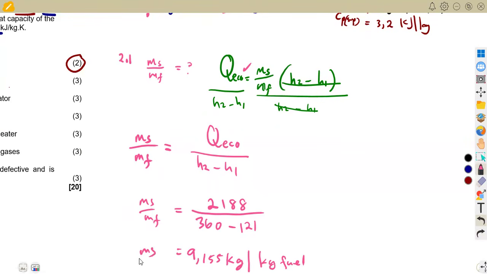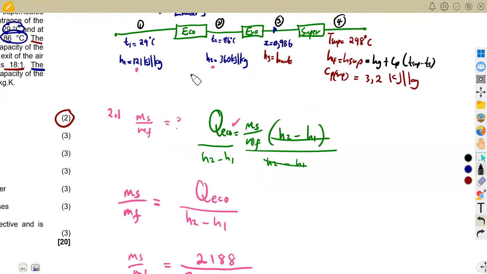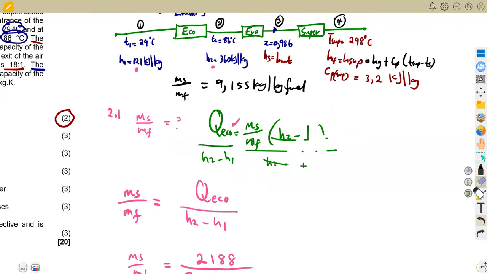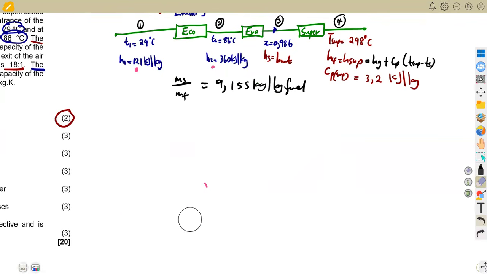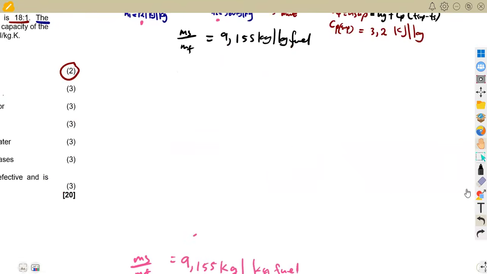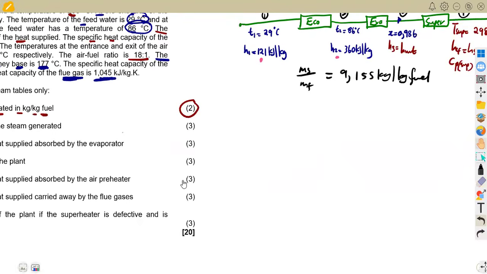All right, so that's the mass of steam to the mass of fuel. Definitely, in most cases, we are going to need this, the mass of steam to the mass of fuel. Let us just write it aside: 9.155 kilograms per kilogram fuel. So that we utilize this in our calculations. All right, so let us just see. As you can see, it was just 2 marks. Yes, it's the formula there, then you need to manipulate your formula. Those values, you took them before, so it was just straightforward.